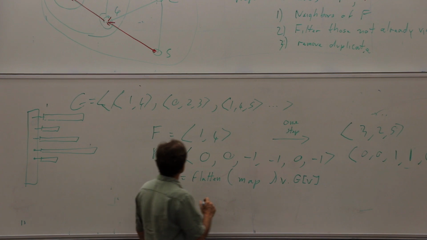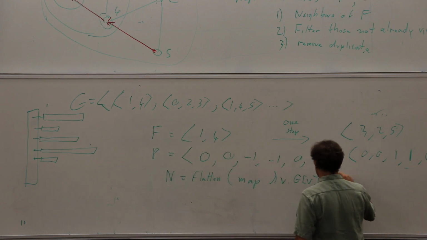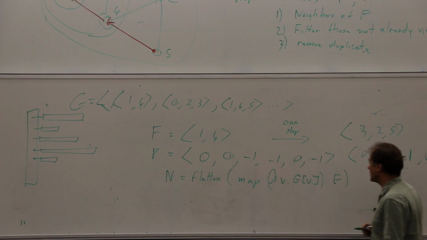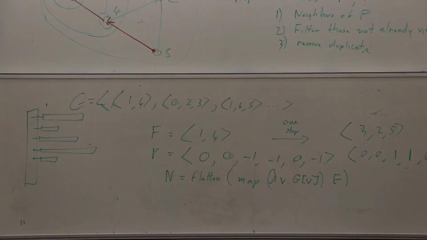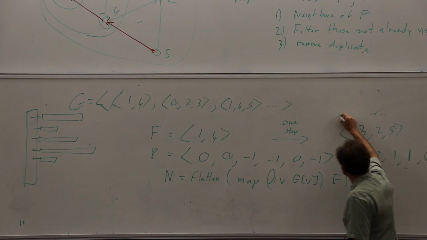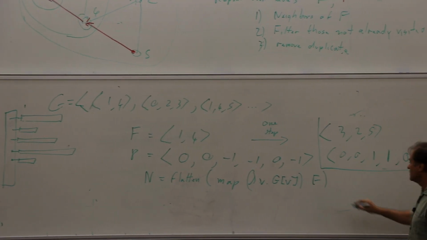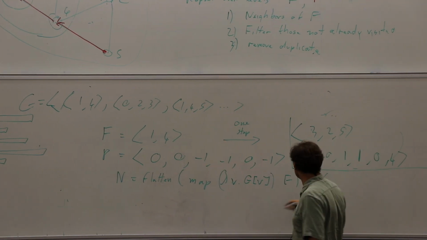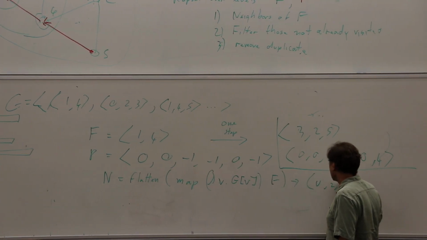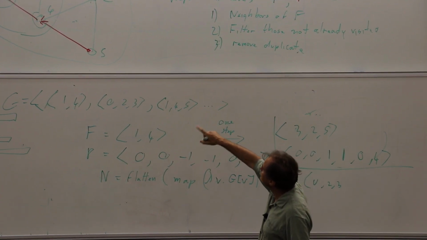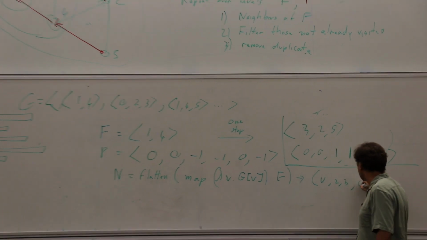And we're going to map that over our frontier. And then we're going to flatten the whole thing. So what's the output of this is going to be, let me separate this out here. The output of this is going to be, I'm going to fetch 0, 2, 3, and 4, what are the neighbors of 4 are 0, 1, 2, 5 or something.